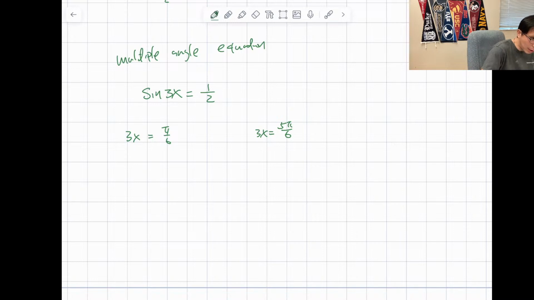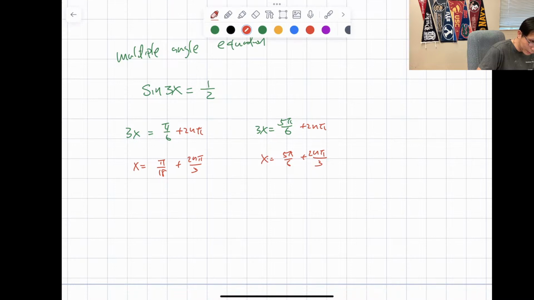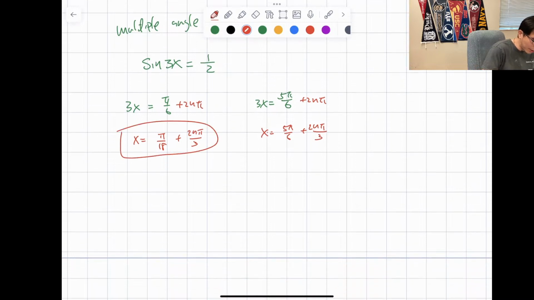Now, if you have a general solution, you're going to add 2m pi here, plus 2m pi. And then you can divide both sides by 3, so that's going to be x equals pi over 18 plus 2m pi over 3, and x equals 5 pi over 6 plus 2m pi over 3. So this is called the general solutions. But then you can have n equal to 1, 2, or 3.